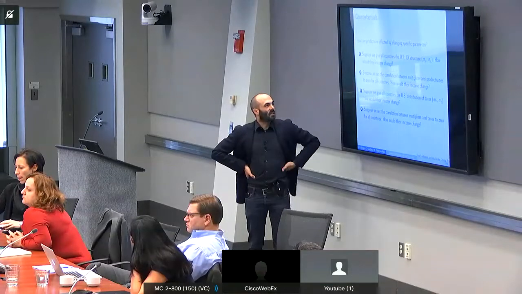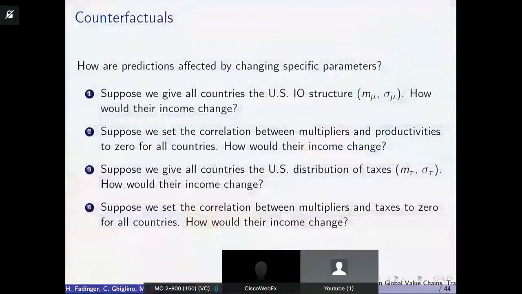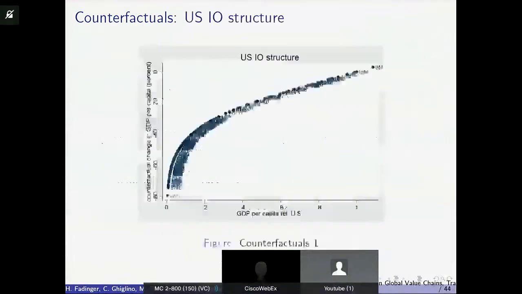So once we're sure that the model makes sense in terms of predicting income differences across countries, we can do some counterfactuals. Suppose we impose the dense input-output network of the US on other countries, how would their income be affected? Or suppose we take away the positive correlation between productivity and multipliers that we actually observe in poor countries. How would their income levels be affected? Or suppose we gave all countries the US distribution of taxes instead of the actual tax distribution. Would that change their income?